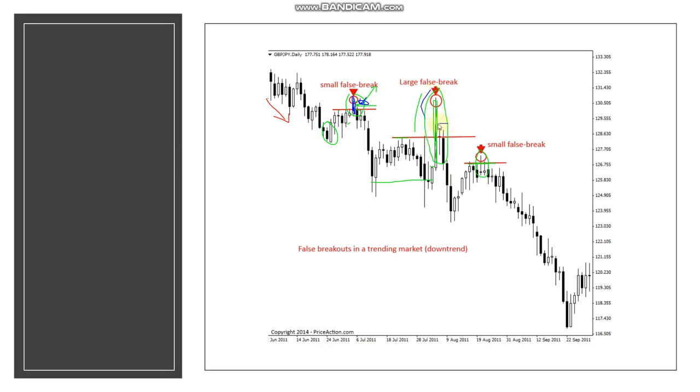Here also, after seeing the size of this big candle, you should not enter. You should not enter here or here, but you should wait. You should wait for the confirmation. Without confirmation, if you enter, it is very risky, and most of the time you'll end up losing money.